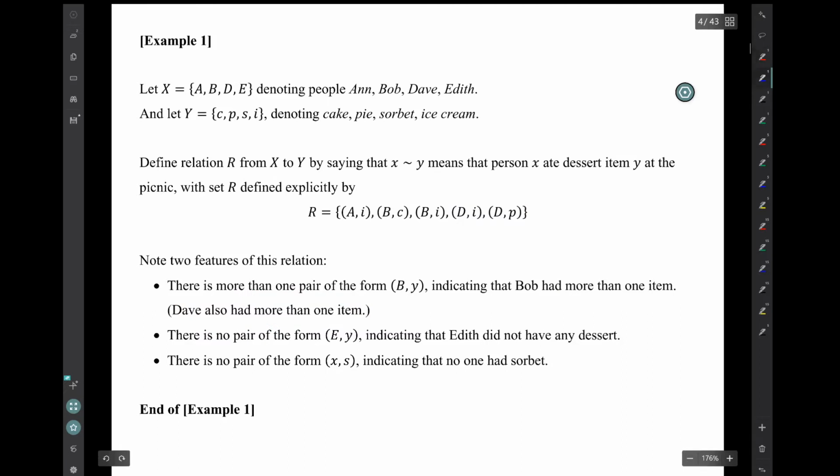Also notice that there's no pair of the form capital E, comma y. That indicates that Edith did not have any dessert. Also notice that there's no pair of the form little x, comma s. That indicates that no one had sorbet.